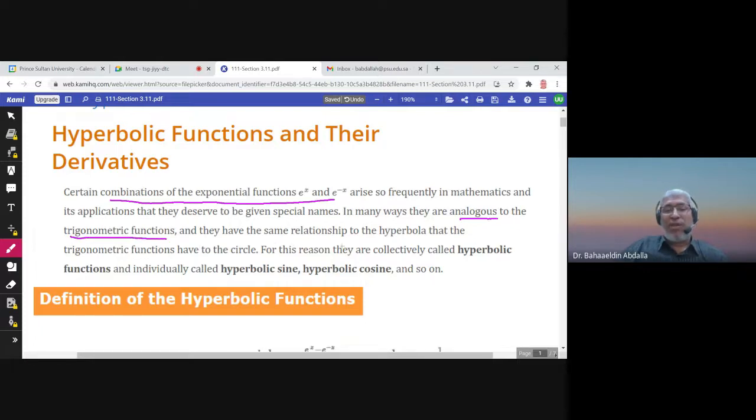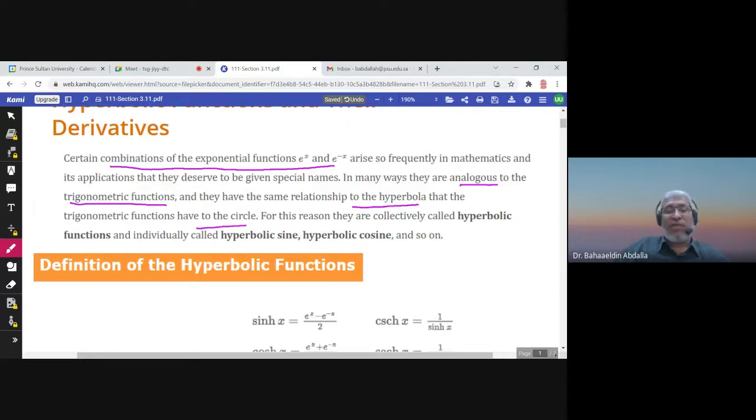They have the same relationship to the hyperbola like the trigonometric functions have to the circle. So for example, the equation of the unit circle is x squared plus y squared equals 1. And in the unit circle, x is cosine t and y is sine t. So the famous identity in the trigonometric functions is sine squared plus cosine squared equals 1. This comes from the unit circle.